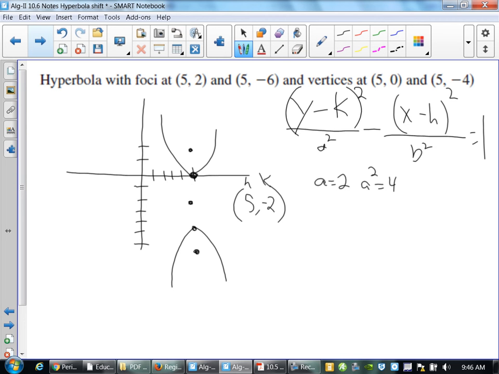I don't have b, but I have c, center to the focus. How far is negative 2 to positive 2? 4. So my c value is 4, therefore c squared is 16. Well, c squared is a squared plus b squared. So 16 is 4 plus what? 12.